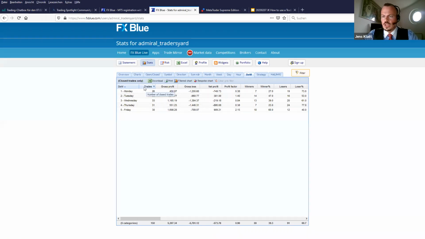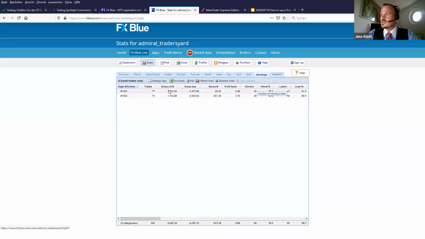Again, we are only looking here at 30 trades, so this is statistically not relevant. It doesn't really matter. But it's just to give you an idea of how to get useful information out of FXBlue and the connection of your trading account here. And then we have the strategy tab.